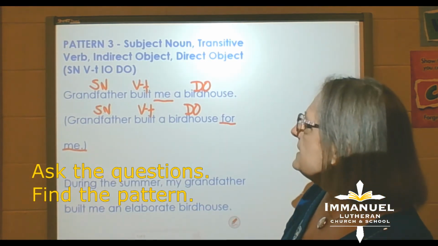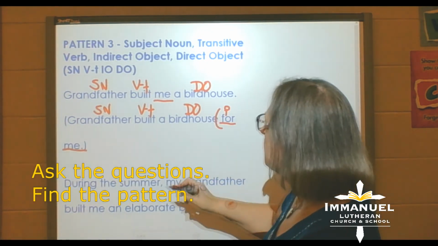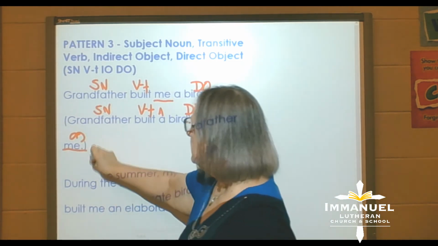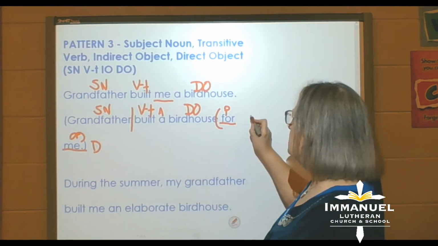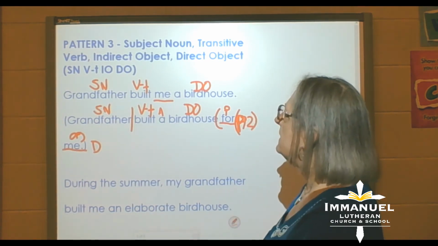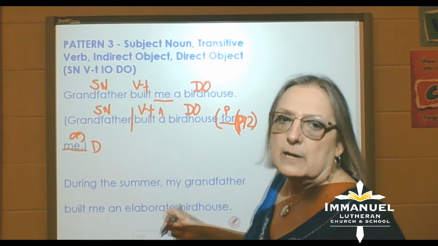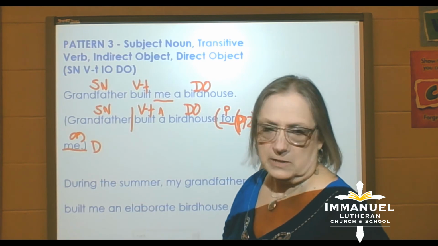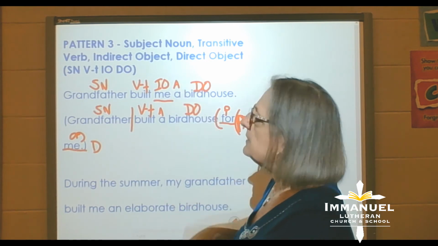Now, if I were to continue with the pattern 2 sentence, I would say for, preposition, me, object of a preposition, I'd have A as my article adjective, declarative sentence, come back and fill in, okay? But I'm not going to do that. That's pattern 2, okay? We're going to move to pattern 3. Grandfather built what? Birdhouse, direct object. For whom? It becomes the fourth question. For whom? Me. And then A is an article adjective. Easy peasy.